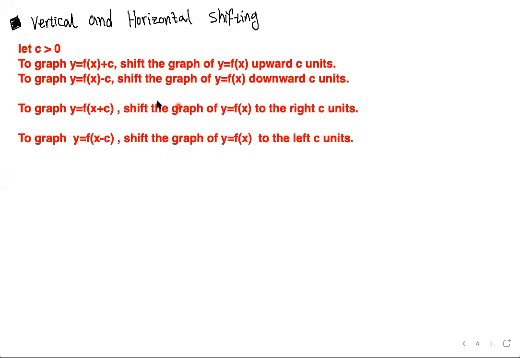Now, horizontally, to graph this function, look, the c is inside. Here, the c is outside the function. To graph this function, y equal f of x plus c, where c is inside the function, we shift the original function to the right c unit. Why to the right? Because we have here positive x plus c. But if x minus c, this means we have to shift the original function to the left c unit.